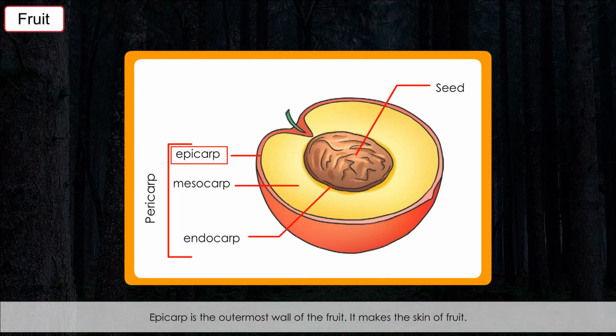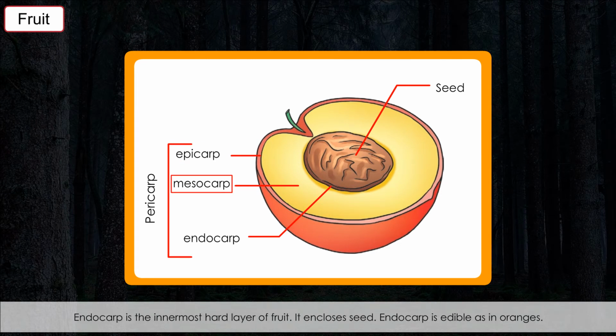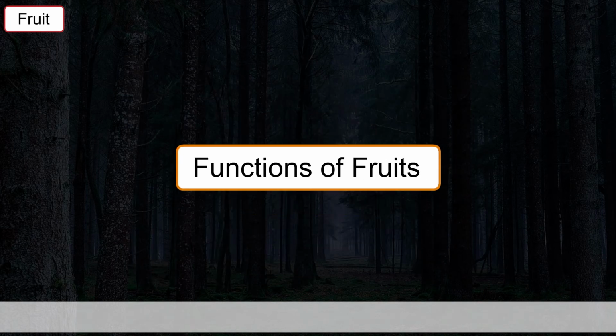Epicarp is the outermost wall of the fruit. It makes the skin of the fruit. Mesocarp forms the middle layer, which is usually fleshy and pulpy, such as in mango and banana. Endocarp is the innermost hard layer of the fruit. It encloses seed. Endocarp is edible, as in oranges.